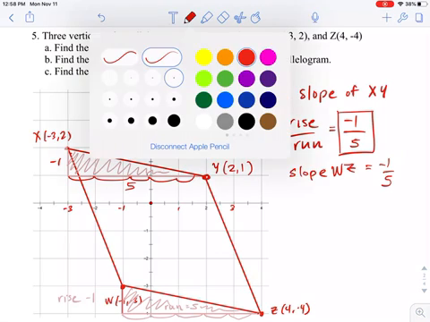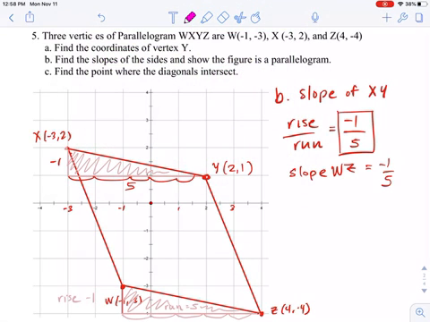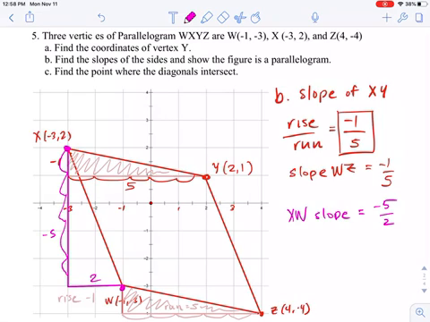Now I just need to do my other pair of sides. So now I'm looking at XW. And for that one, I go down 1, 2, 3, 4, 5. So the rise is -5 and the run is 2. So the slope is -5 over 2. And I get the same thing for YZ.